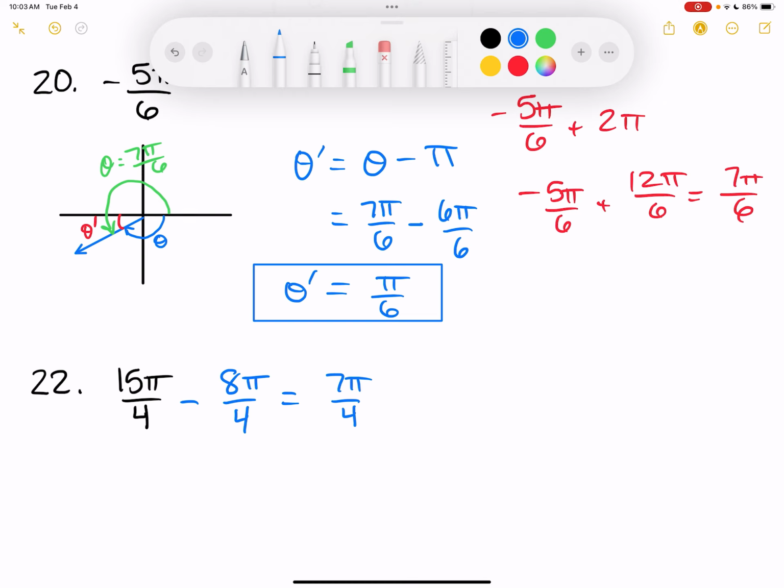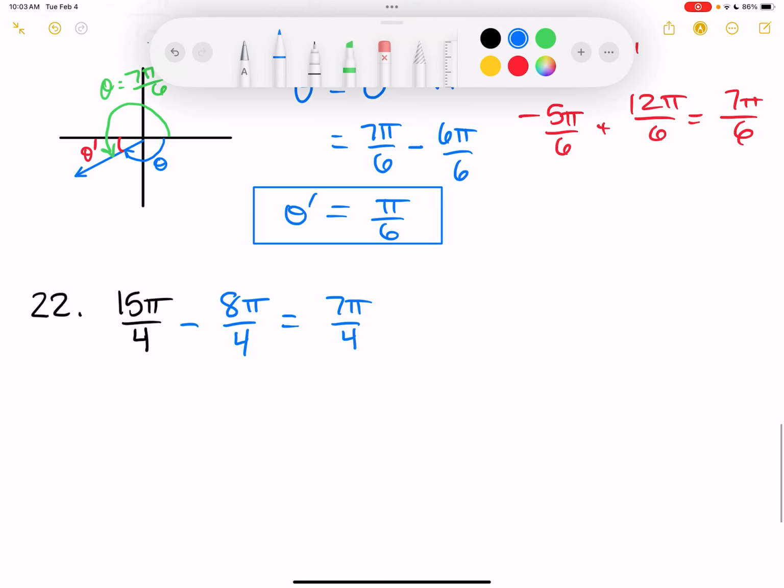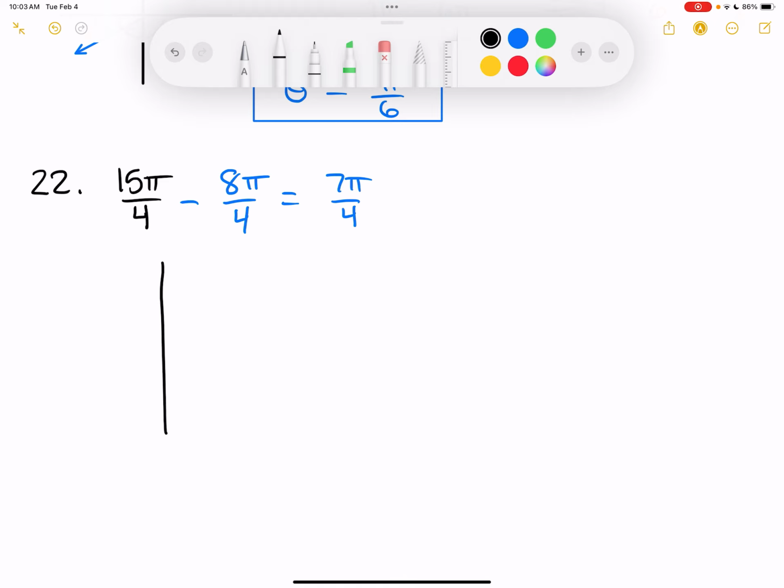So now when I graph this or sketch this angle, I'm just going to sketch 7 pi over 4. I'm not going to sketch the whole thing. So 7 pi over 4 is almost all the way around. It's going to land over here. So 1, 2, 3, 4, 5, 6, almost 7. 2 pi is like a full circle.